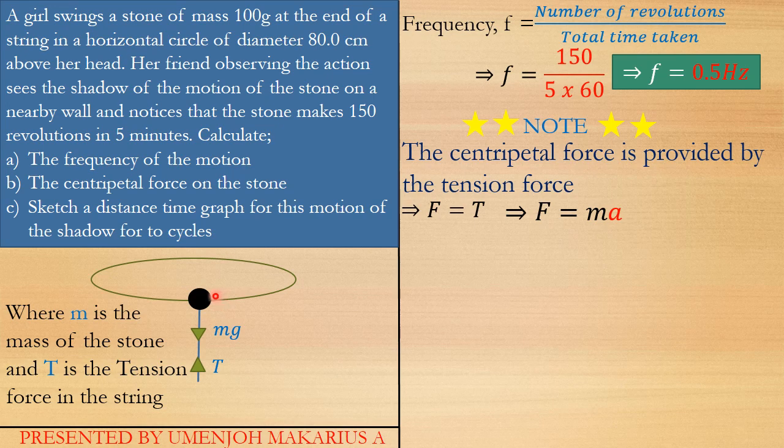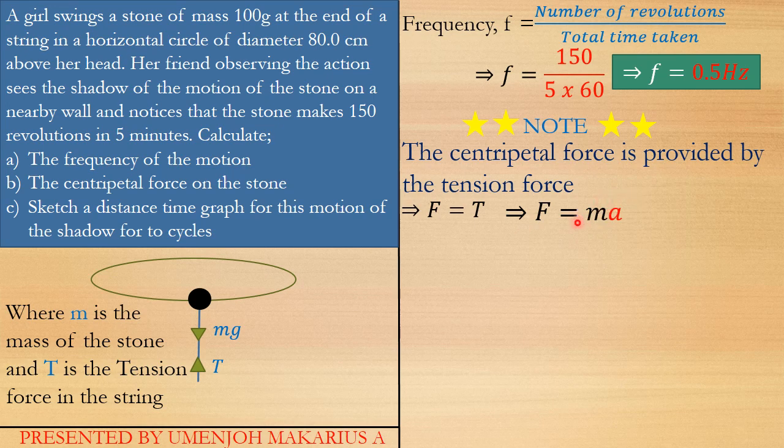So, since the stone moves around this horizontal circle and still remains in orbit, that is to tell you that the weight in this case is being balanced by what? The tension force, which is the same as the centripetal force. So we can use Newton's second law of motion for a body of constant mass, that the force is given as the mass times the acceleration.